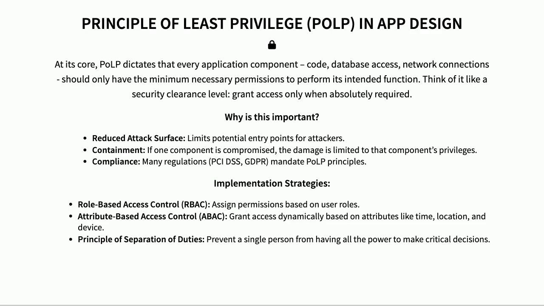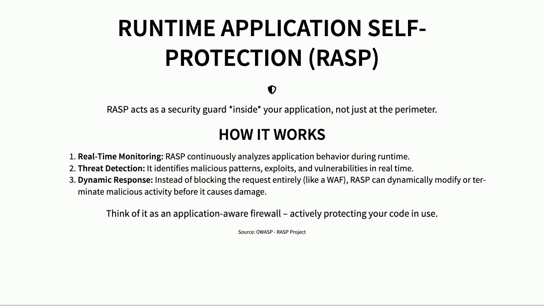Okay, let's talk about minimizing risk specifically with something called principle of least privilege. Basically, we want our applications and their components to have only the permissions they absolutely need to do their job. It's like giving someone a key only to access the rooms they should be in. It drastically reduces how much damage an attacker can cause if they manage to break in. This isn't just good practice, it's often legally required. We can use techniques like role-based access control or attribute-based access control to really enforce this idea and make our applications significantly more secure.